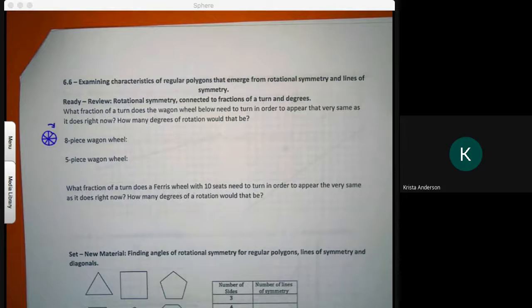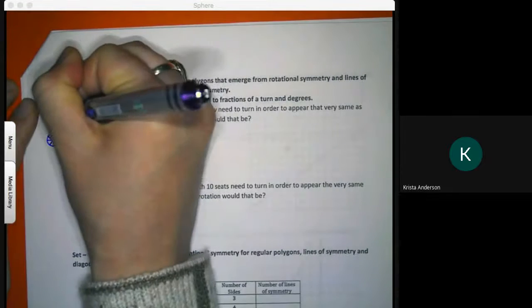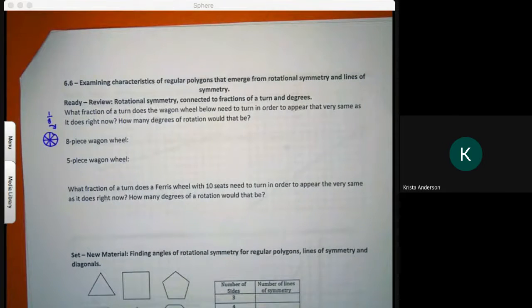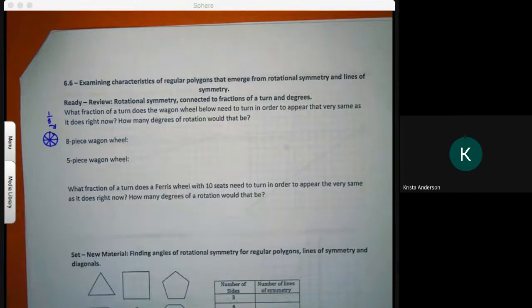So it basically looked like it disappeared. Not disappear, but like overlapped. So it looks like it's the same wheel again. So if I turn it, I would only turn it 1/8 of a rotation. And this piece right here would now land on that one. The image would look the same. It would overlap it.